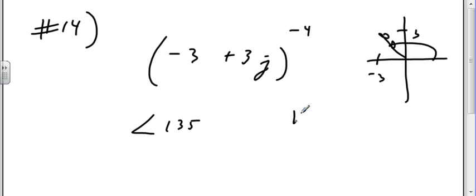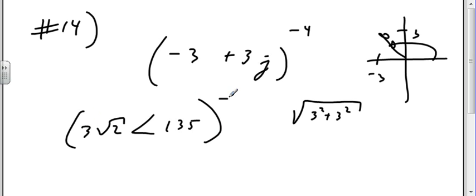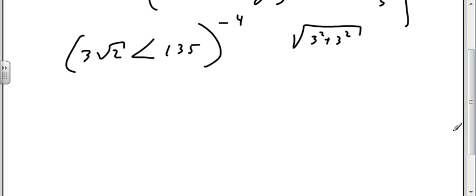And what is the square root of 3 squared plus 3 squared? 9 plus 9 is 18. Square root of 18 is 3 square root of 2. 3 square root of 2, raised to the minus 4th power. All right, well, 3 times the square root of 2 raised to the minus 4th power. 1 divided by answer.